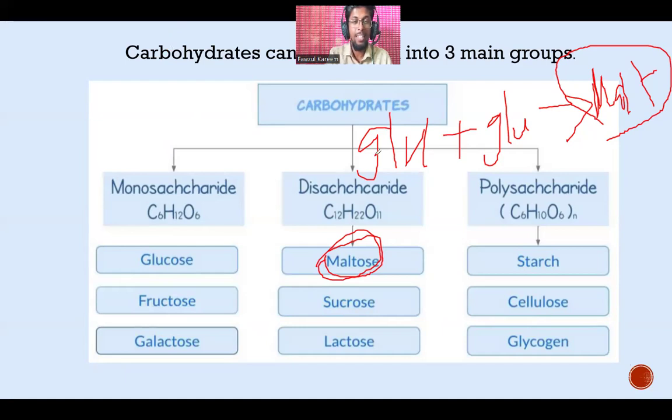Okay, so next, I am asking again, listen very carefully and say the answer. What is the end product, the final result that I get? What is the end product of hydrolysis of starch? What is the end product of hydrolysis of sucrose? If I break down sucrose, what is the product that I will get? What is the end product?